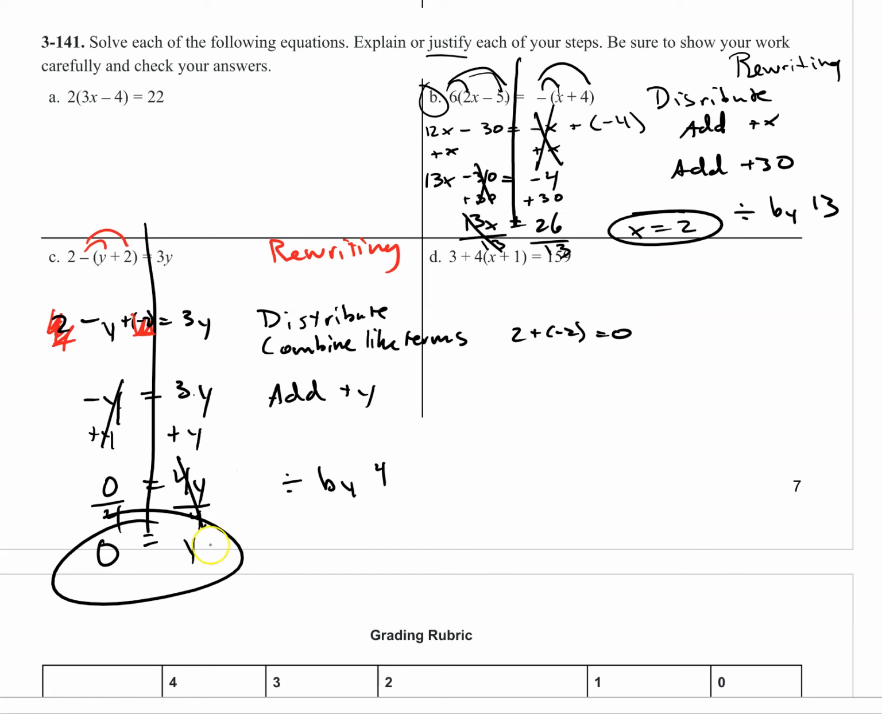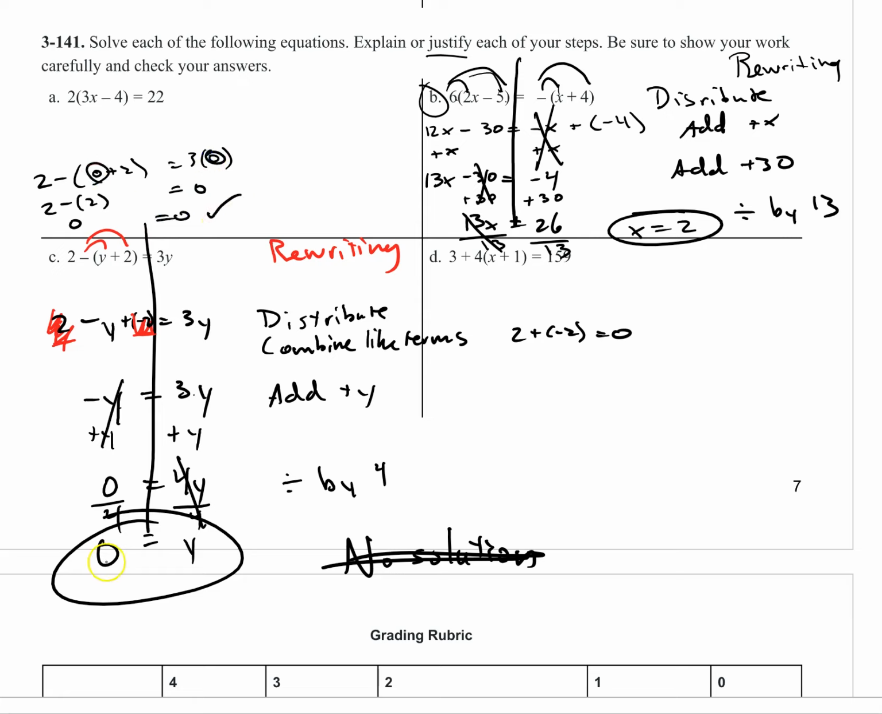A lot of people write no solution on this one, but that's false. This one has a solution, it's 0. So make sure you circle your answer, 0. If you think about it, 2 minus 0 plus 2, that's 2 minus 2, which is just 0. On the right-hand side, 3 times 0 is just 0. So 0 equals 0. Check. So the number that makes this work is 0.